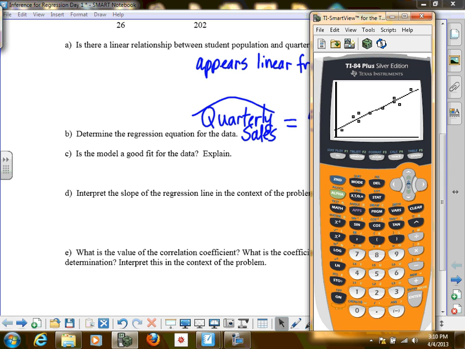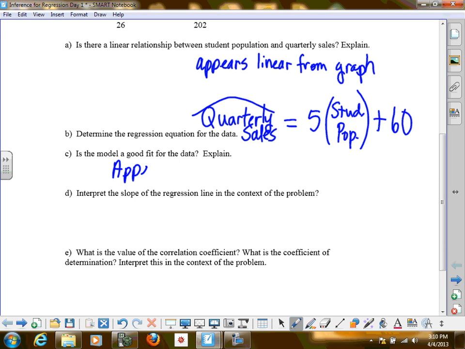Okay, so there it is. So what do you have to say about that? Does it appear as though the equation is a good model to fit this data? Yes, looks good. So is the model a good fit? Appears to be from the graph.